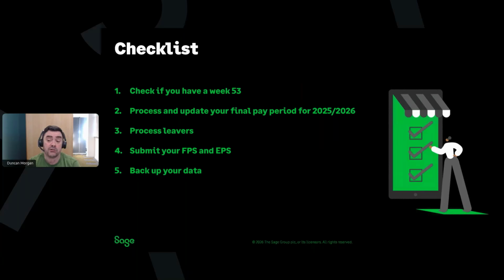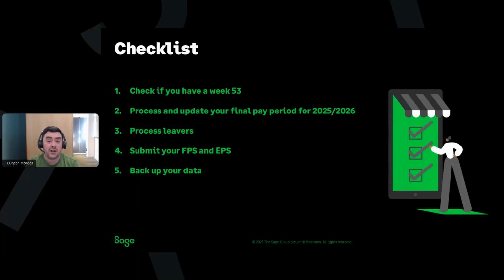Step 3 will be to process any leavers who've left before the 5th of April and have received their final pay. So good time to check if there was anyone earlier in the year that hasn't yet been made a leaver, or anyone that you're paying for the last time on your last pay date of the year. And once you've done your leavers, step 4 will be to submit your FPS for your last pay date of the year in the usual way, and then if required, an EPS for month 12. Last but not least is to ensure that you have an up-to-date backup of your payroll data, so that if anything goes wrong during the year-end process, you would have that safety net, that point to restore back to.